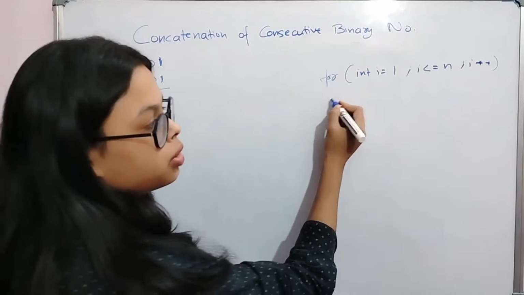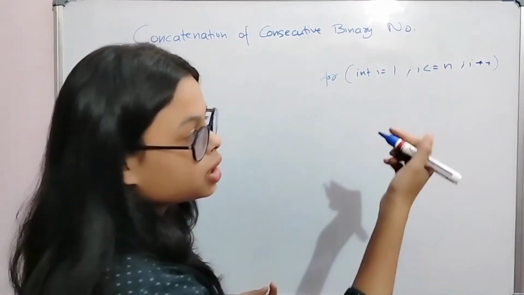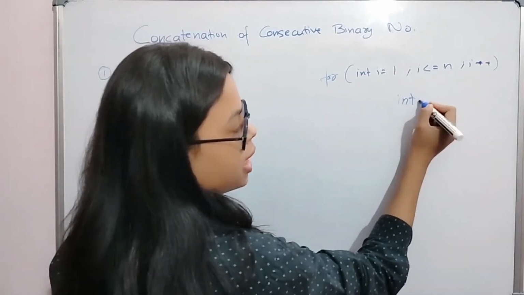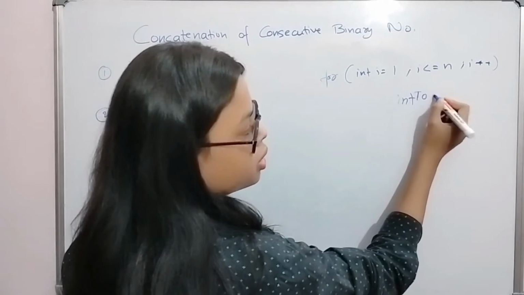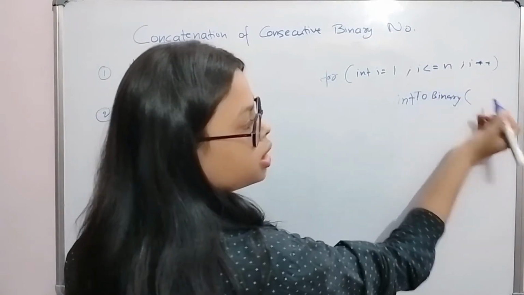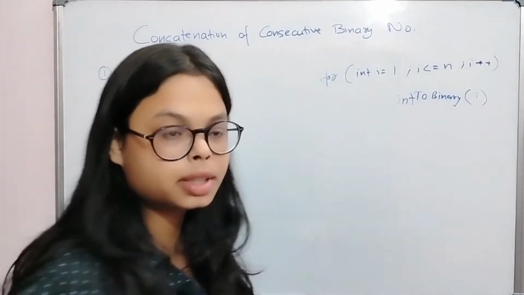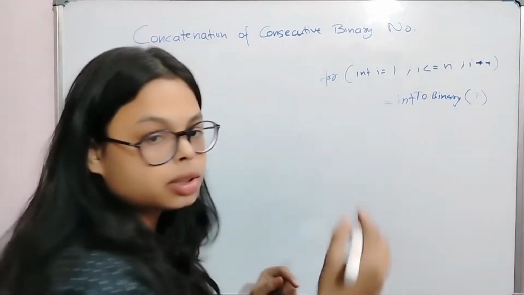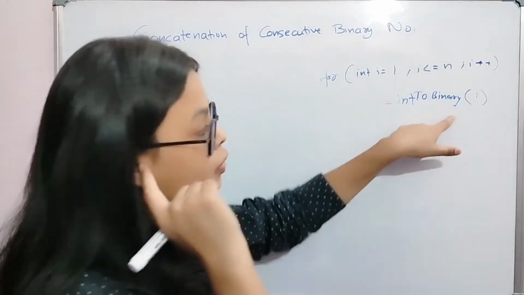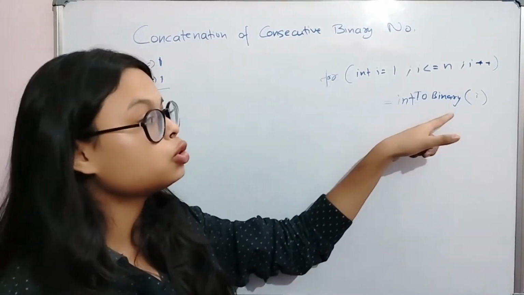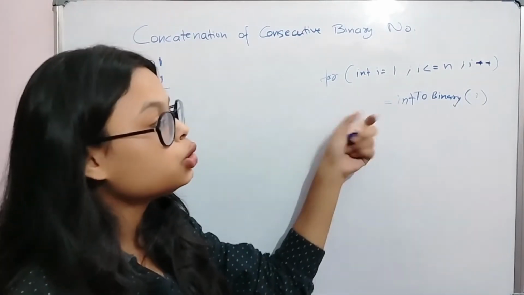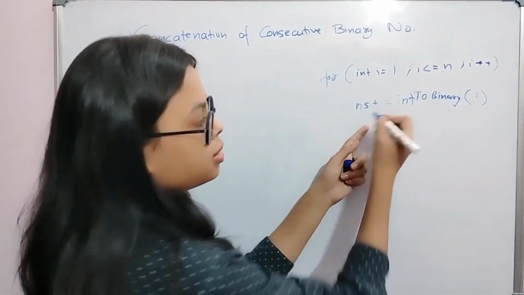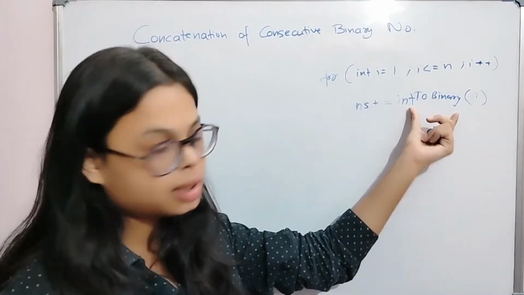So let's have a function that will convert a decimal number to its binary number. Let's say the function is intToBinary. We will send the number i, and in return we will get a string. So this will return a string, and we have to concatenate that string to a new string, whatever binary string we are getting.